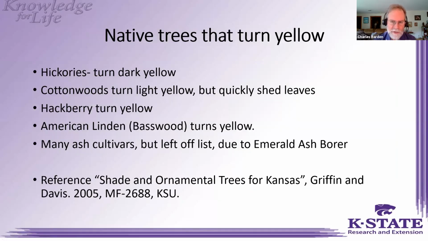We have a number of native trees that turn yellow. Yellow is an easier color to get because the chlorophyll breaks down. You see the yellow. Hickory is turning a nice dark yellow. Cottonwood is turning a pretty light yellow, but it's so windy here in Kansas that as soon as the leaf turns yellow, we get a windy day and it gets stripped off and gone. Hackberry will turn yellow. American linden basswood turns a bright yellow, but it needs kind of a rich soil in a sheltered planting location.